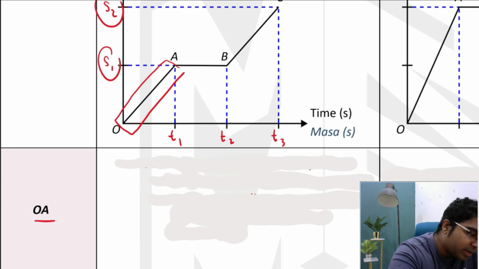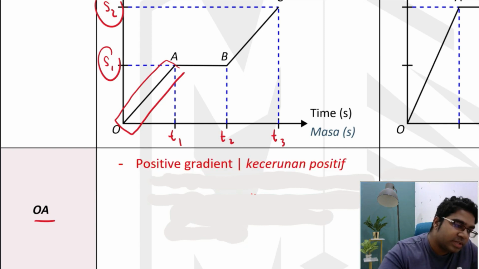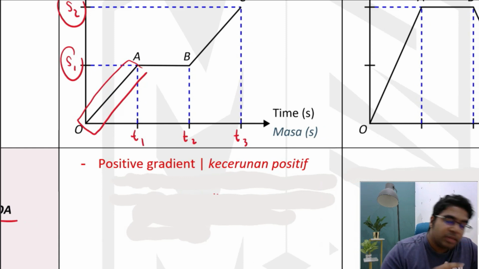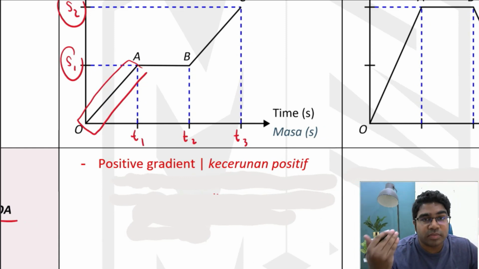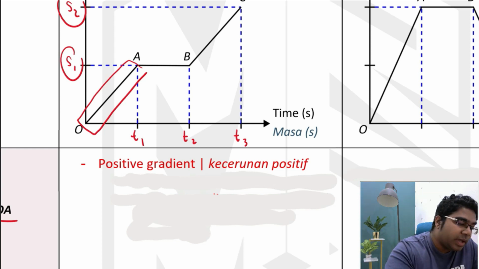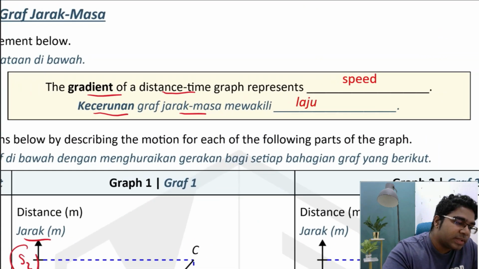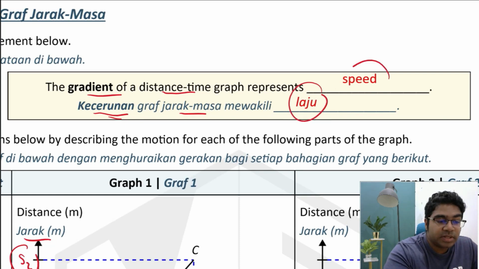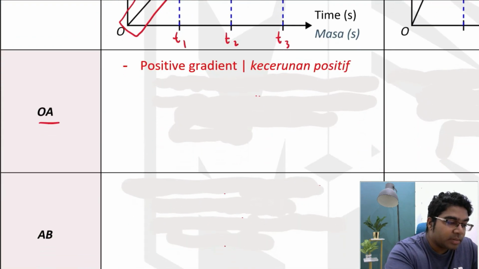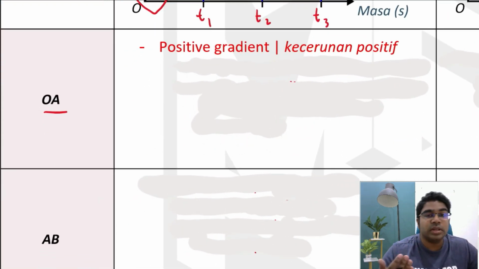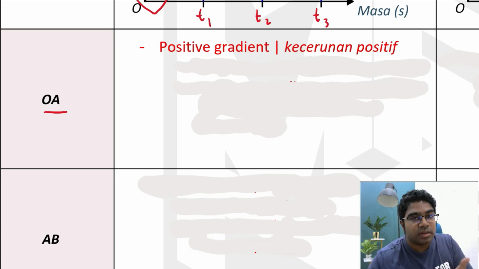So the gradient here, as you can see, is positive. Kecerunannya positif. Tapi apakah maksud ini? Apakah maksud kecerunan positif? What's the meaning of positive gradient? The gradient, as we know, kita sudah tahu dari tadi, kecerunan mewakili laju sesuatu objek. It represents the speed of the object. Dan sini, kecerunannya adalah positif. So, maksudnya, laju dia adalah positif. That means it has a positive speed.